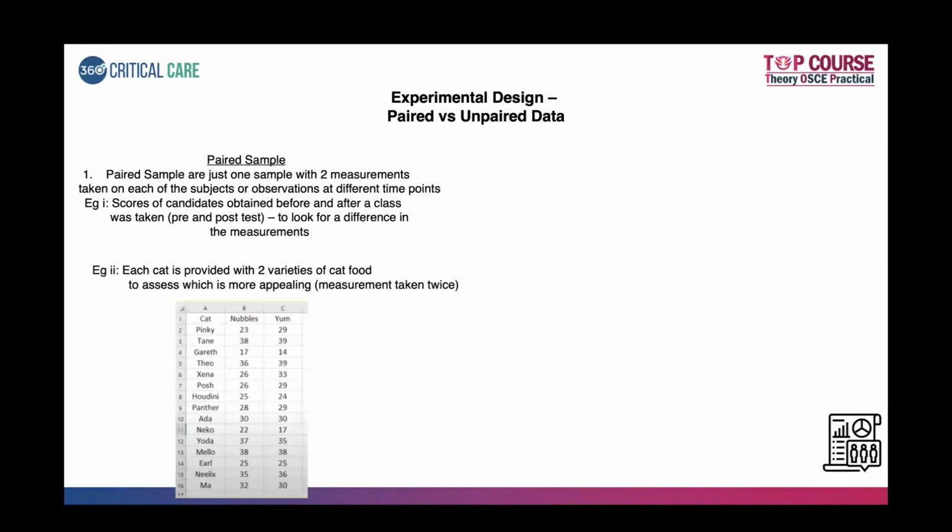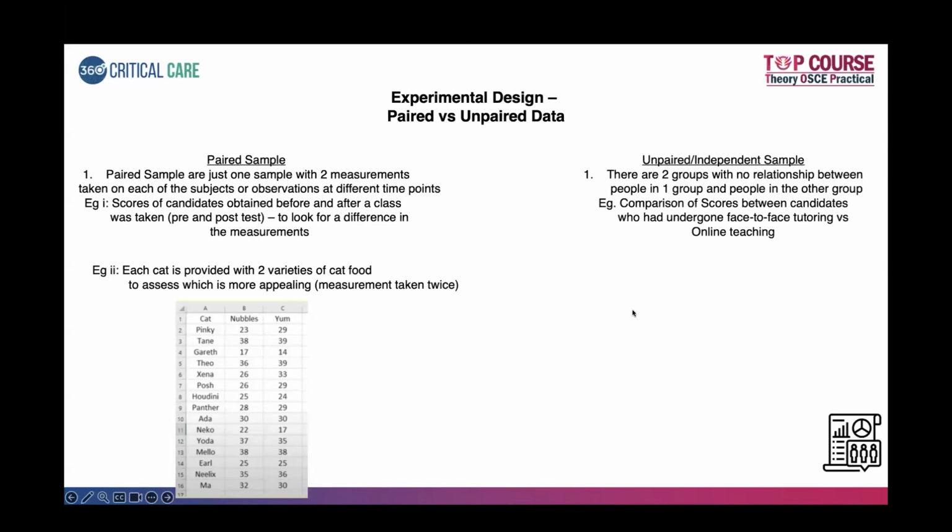One thing I wanted to emphasize, because I got this image from one of the websites: with the cat example, you have the same subjects, but you have two variables. That is, they would have taken two cat foods and you assess the appeal. And based on that, you do testing. Similarly, you can do it for the other two examples that I've given. So for paired data, you just have one sample, but you do two measurements.